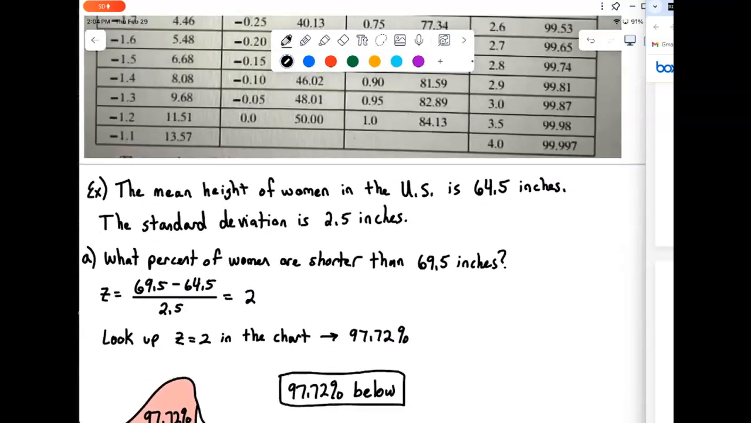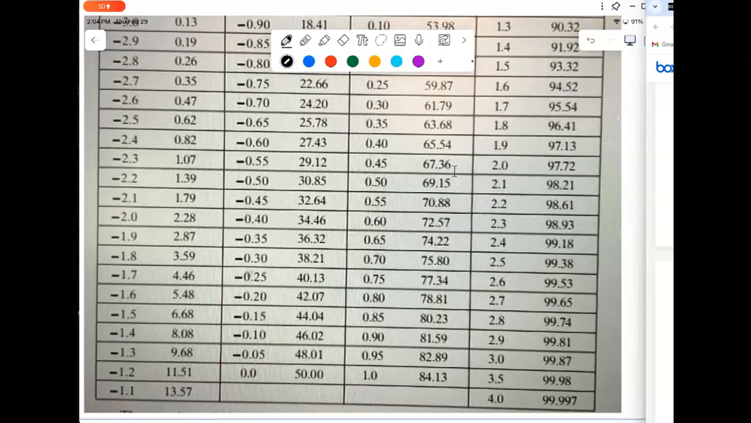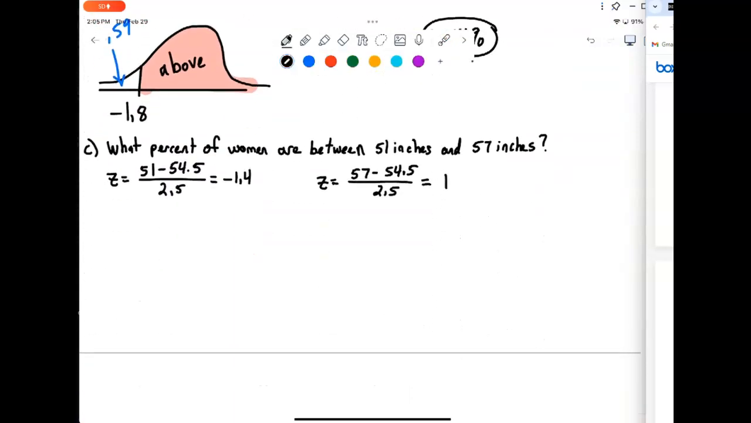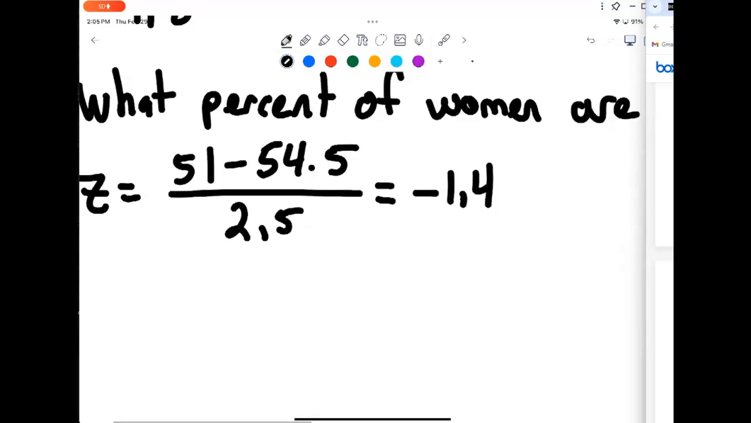So we're going to go up to our chart here. We have a negative 1.4 as our first one. Negative 1.4 in my chart corresponds to 8.08%. So let me mark that down here. 8.08% are below that level. This chart is always below.